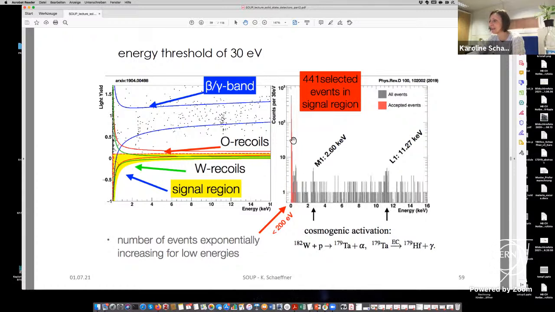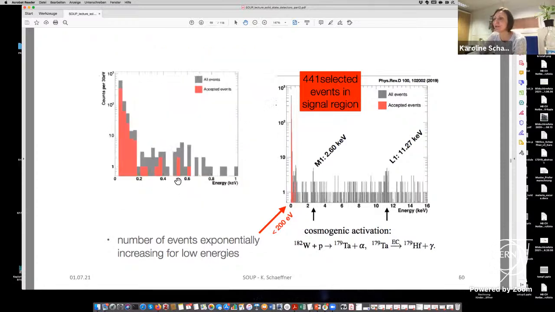And yeah, down there you see then a rise in the event rate, and this starts around below 200 electron volt. And if you have a closer look at that, you see this is quite a steep rise.